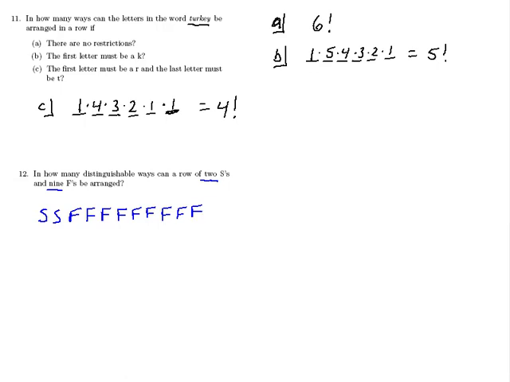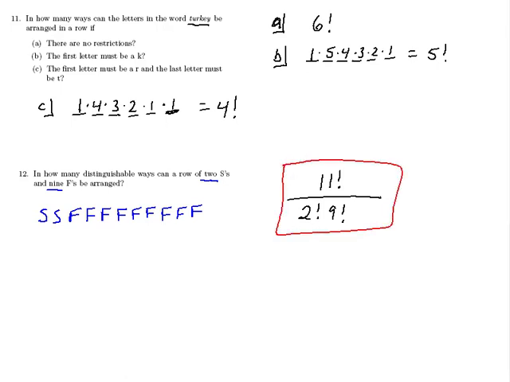So this is the Mississippi type problem, distinguishable rearrangements. Well, I had a total of 11 objects, so it's 11 factorial. How many repeats? I have 2 S's, and I have 9 F's. So there is a method to solve that. Now there's another method, in other words, that will also solve this problem.